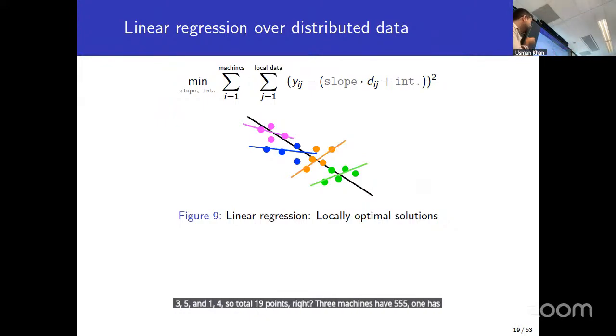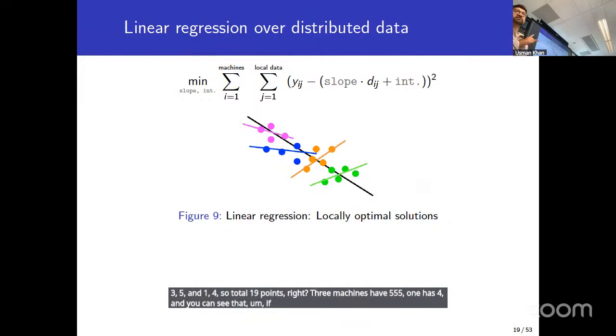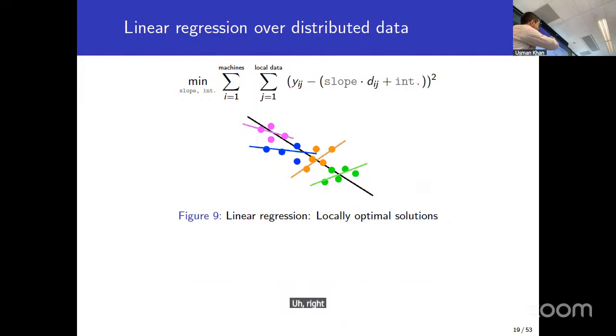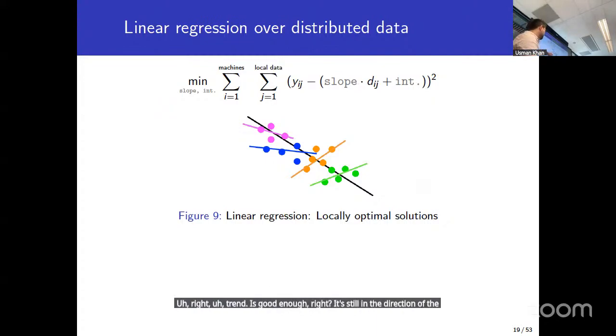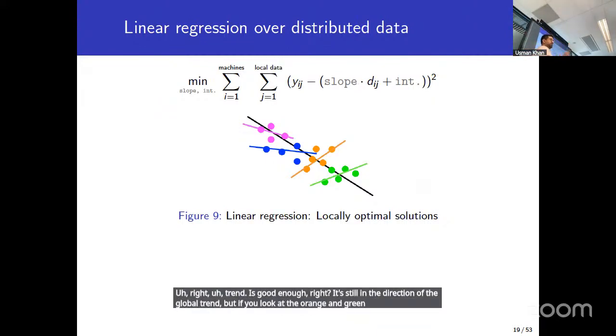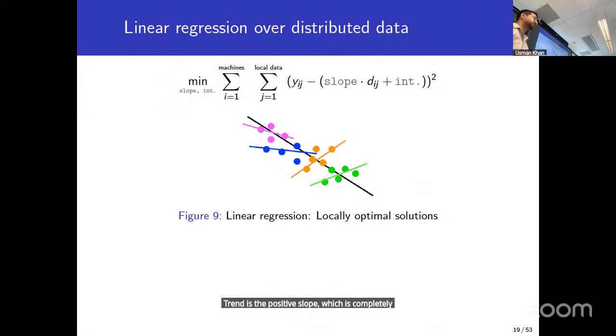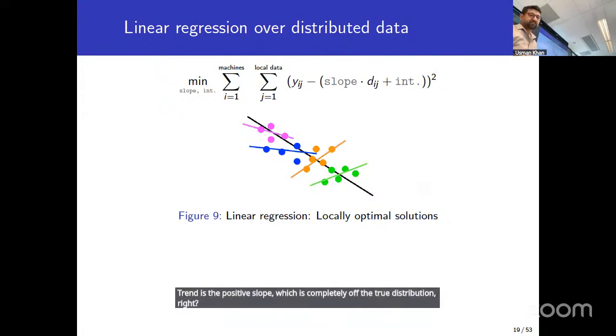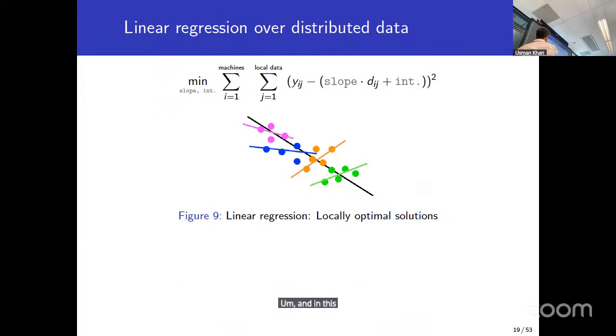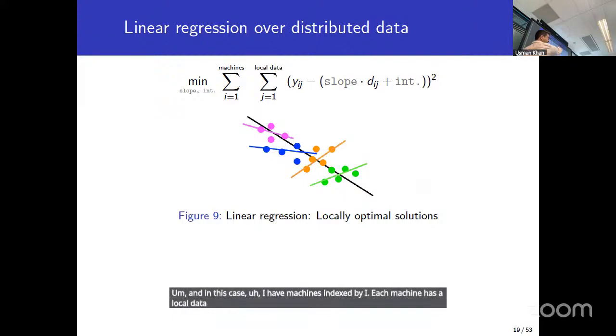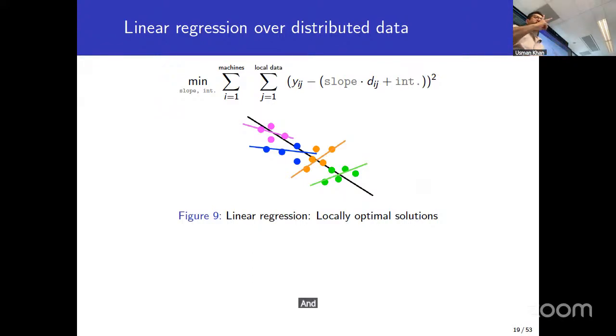And you can see that if you only look at the magenta machine, the trend is good enough. It's still in the direction of the global trend, but if you look at the orange and green machines, they are saying that the trend is a positive slope, which is completely off the true distribution. In this case, I have machines indexed by i. Each machine has local data, which is indexed by j. And I am interested in finding two parameters, slope and intercept.